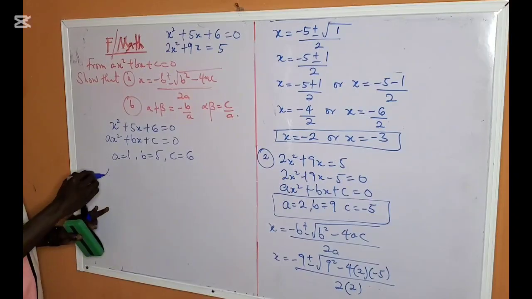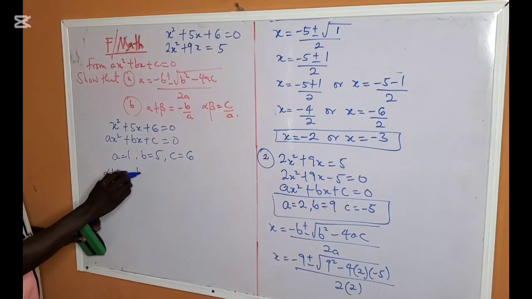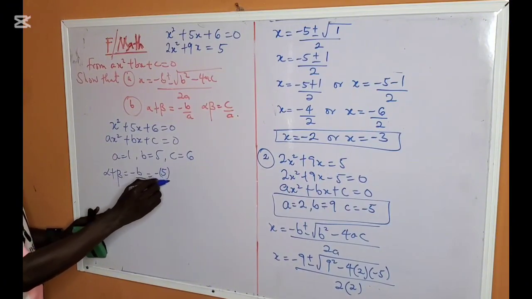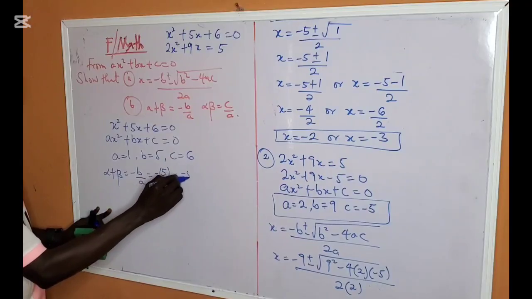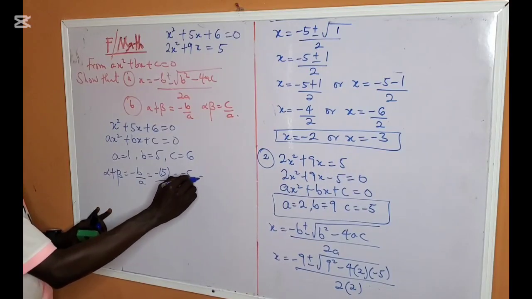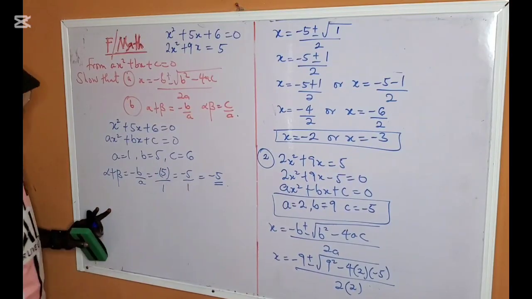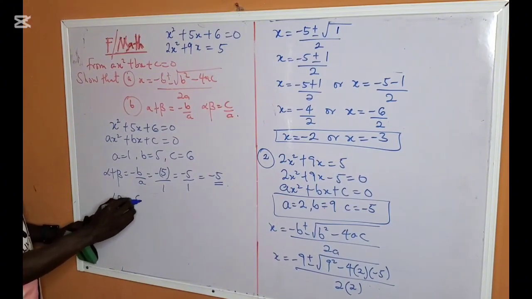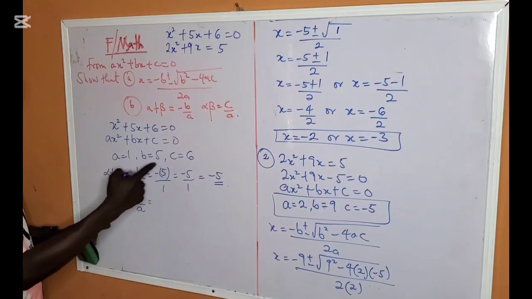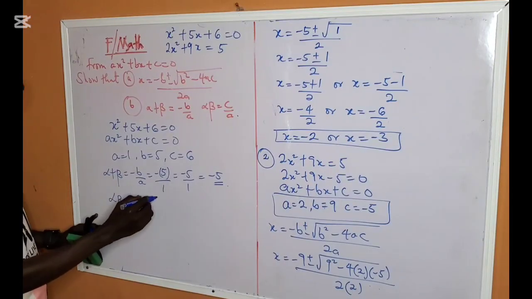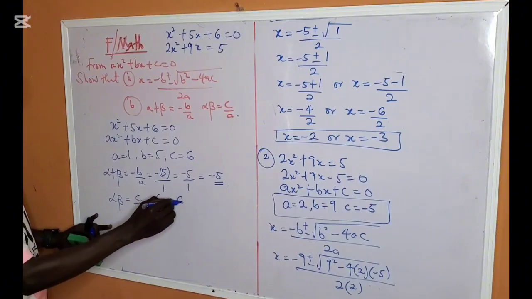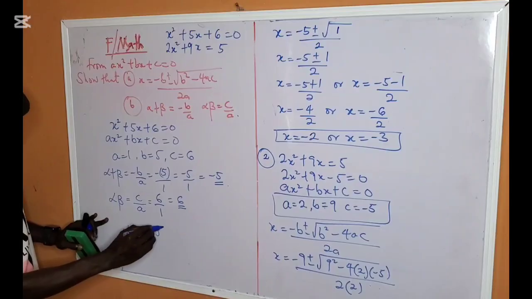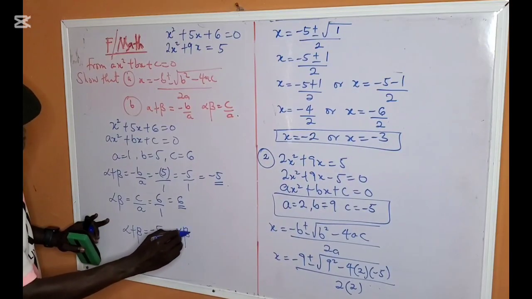Therefore, for alpha plus beta, it is going to be minus b over a. And what is our b? That's minus 5 over a, which is 1. The answer is minus 5 over 1. Therefore, alpha plus beta equals minus 5. For alpha beta, which is c over a, what is c over a? C over a is 6 over 1. Therefore, it is equal to 6. So therefore, the sum of roots equals minus 5, and the product of roots equals 6.